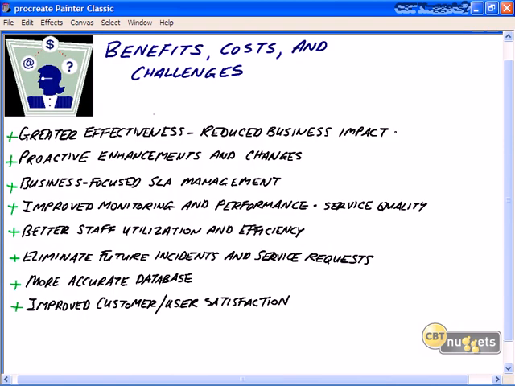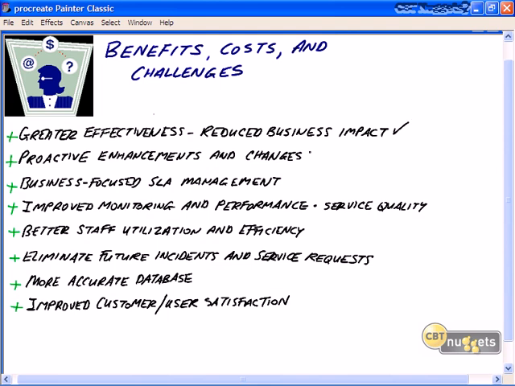Finally, let's look at some of the benefits, the costs, and the challenges of incident management, starting of course with the positive aspect, and that is the benefits. What are the benefits of proper and effective incident handling and incident management? Well, you're going to get greater effectiveness for your business or your organization, reduced business impact from problems and incidents, including service requests. By creating a proper database and monitoring and reporting on the process, assessing it all along the way, it'll allow you to put into place proactive enhancements and changes that can make your organization run more smoothly.